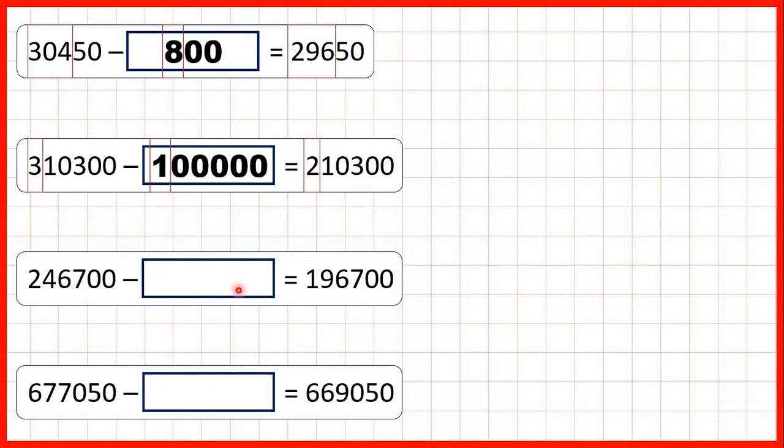246,700 minus what is 196,700? We can see that both our 100,000s and 10,000s digits have changed. Now 24 minus 5 is 19, so our missing number is 50,000. That's because the last 4 digits of our number are the same in our question and our answer, so we need 4 zeros, in our thousands, hundreds, tens and ones, to show that it's 5 10,000s that have been subtracted.